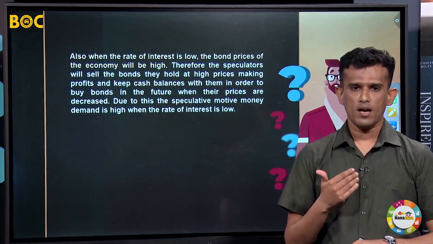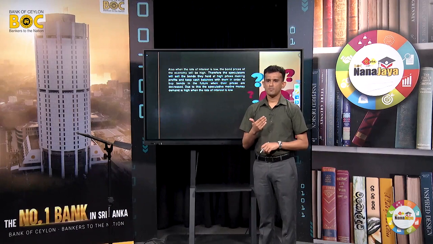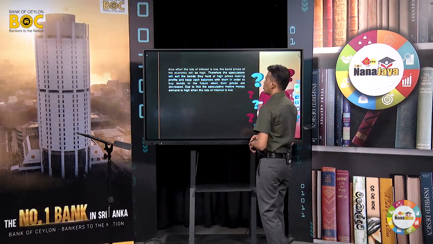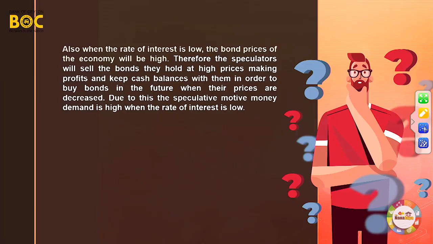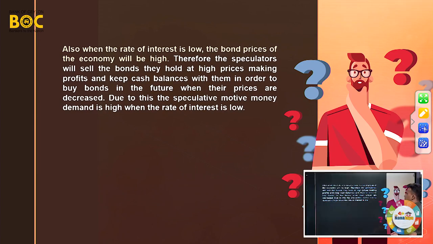That is why people are holding more cash balances with them on speculative motive when the rate of interest is low. We will see. Also, when the rate of interest is low, the bond prices of the economy will be high. Right? Therefore, the speculators will sell the bonds they hold at high prices, making profits, and keep cash balances with them in order to buy bonds in the future when their prices have decreased. Due to this, the speculative motive money demand is high when the rate of interest is low.